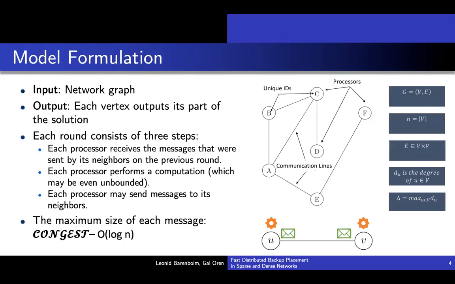So let's start to understand the problem and why it's so important. We will start with some terms. We consider the backup placement problem in networks in the CONGEST distributed model, given a network graph G(V,E), in which each vertex represents a processor and has a unique ID, and the edges represent communication lines on which messages of size O(log n) can be transferred.